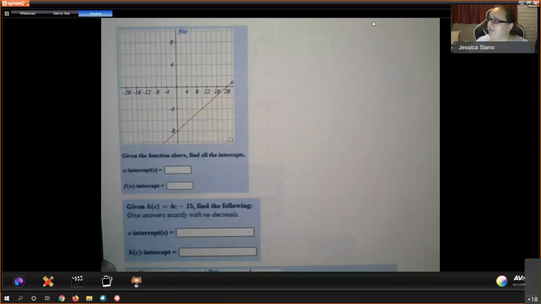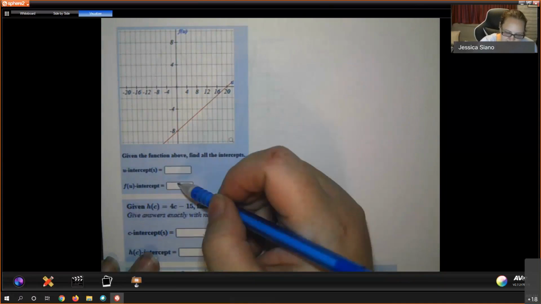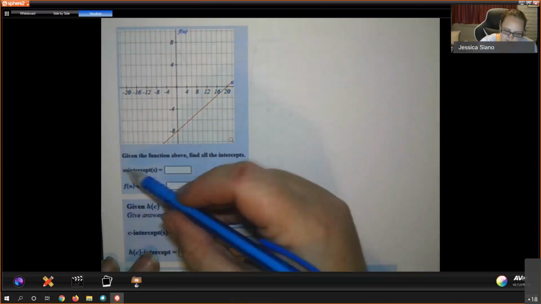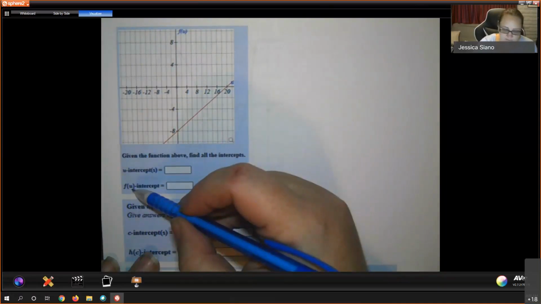Okay, so this is section 1.3. And in 1.3, we're going to start dealing with properties of graphs. So for example, if we're looking for the intercepts, anytime they give you letters besides X and Y, remember that f of whatever is always Y.